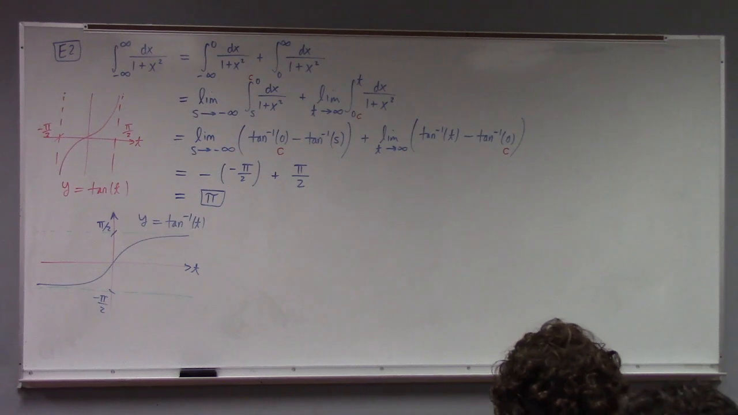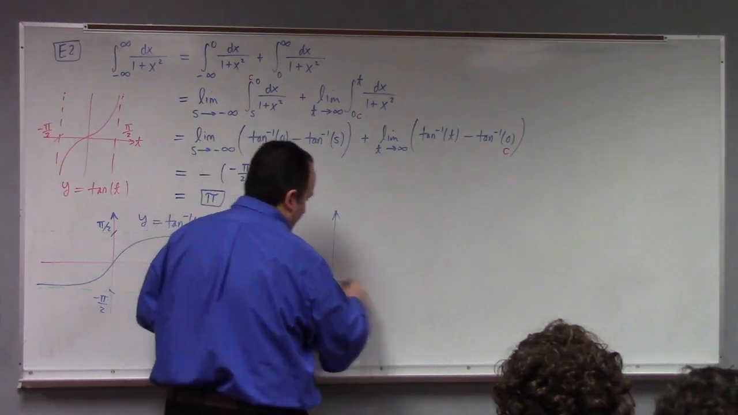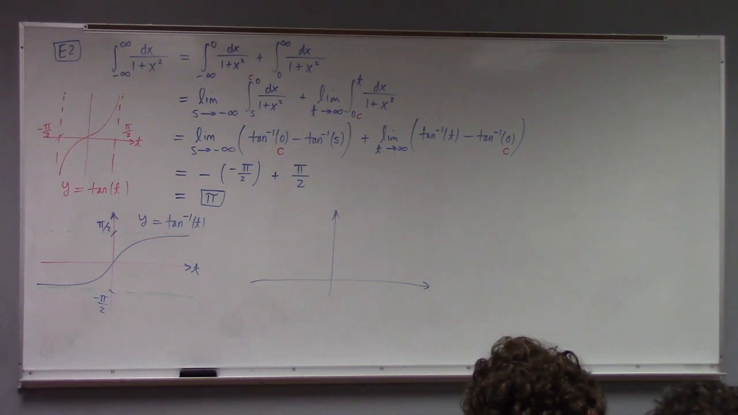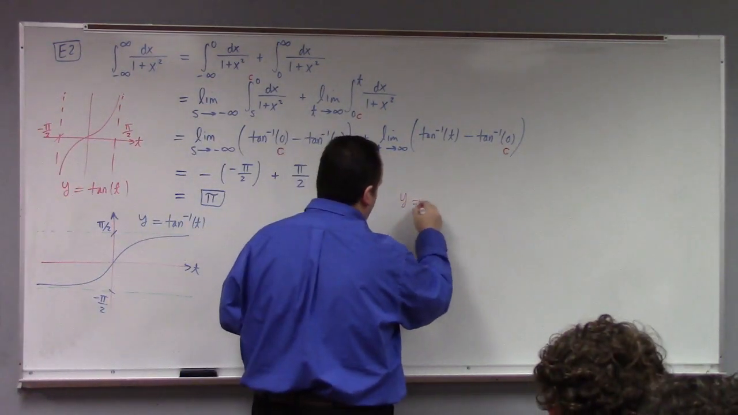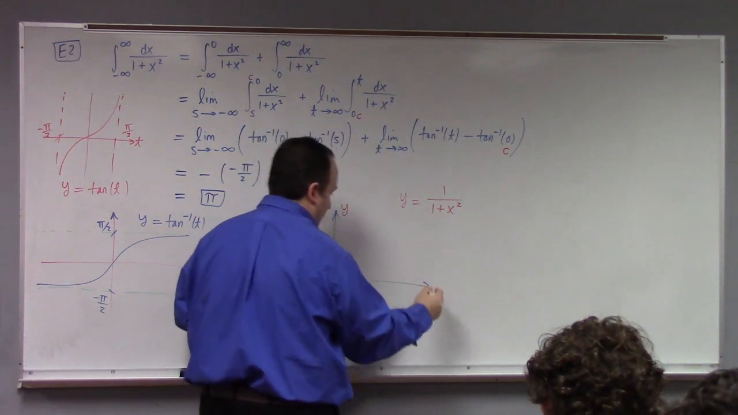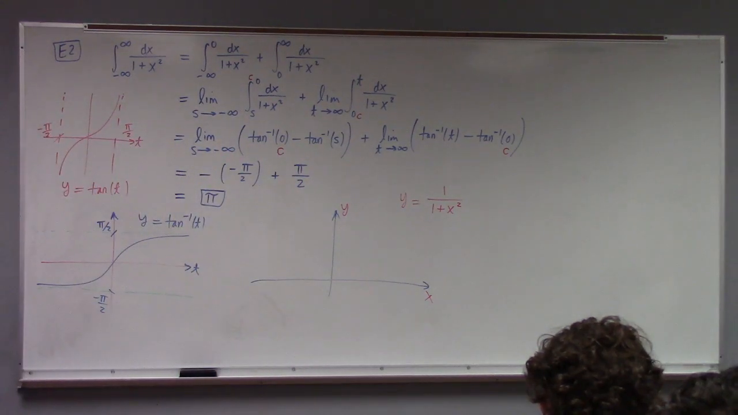Graphically, what's going on here? What does this mean? What does the graph of 1 over 1 plus x squared look like anyway? Do you guys know? Have you ever graphed it? Could you figure it out without a graphing calculator? It's like a bell curve, right?